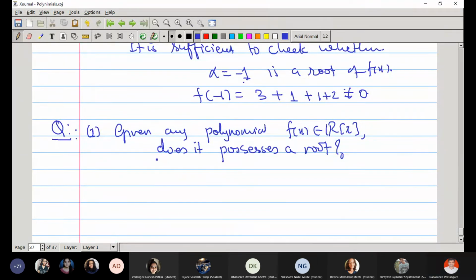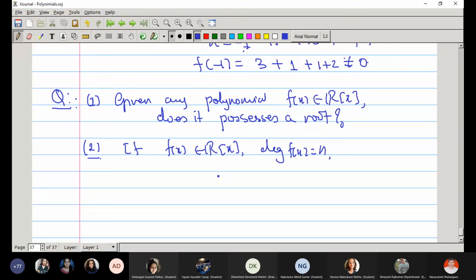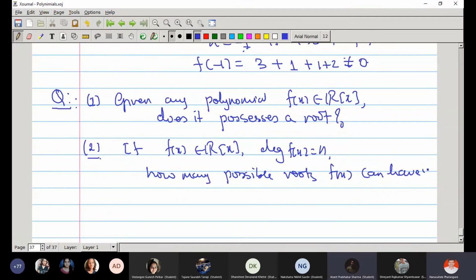If f of x belongs to R of x and the degree of f of x is some number n, then how many possible roots can f of x have? If you are given a polynomial of degree 3, degree 4, how many possible roots can you have? N number of roots. It means at most you can have n roots.